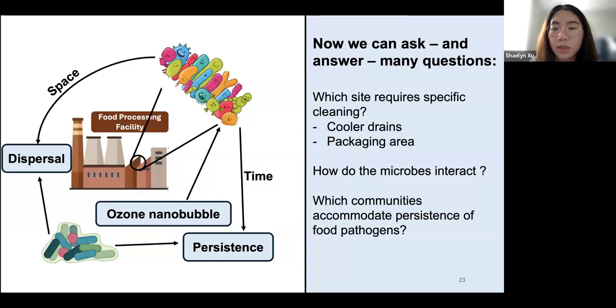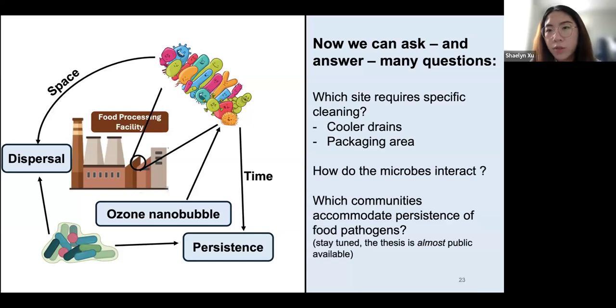By having these large isolate collections, we can also further ask and answer many questions, including how those microbes interact, how they communicate with each other, or what communities can work as the background microbiota and accommodate the persistence of other food pathogens. To find those answers, I would like you to read my thesis. It is almost publicly available. I defended last month, and it will be available soon, and I look forward to you reading it.